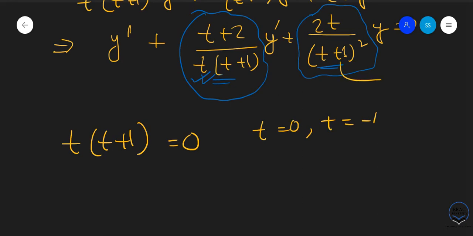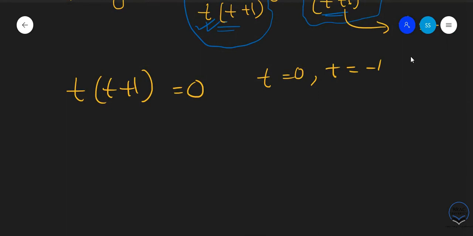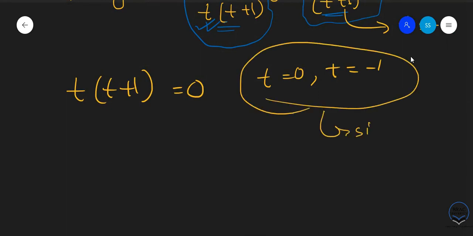And similarly for here, you will get t equals minus 1 if you consider this to be 0. Obviously we are not considering the multiplicity and all that. So now we want to see whether these singular points over here, that means these are our singular points, are irregular or regular. So to do that, first go with the condition.